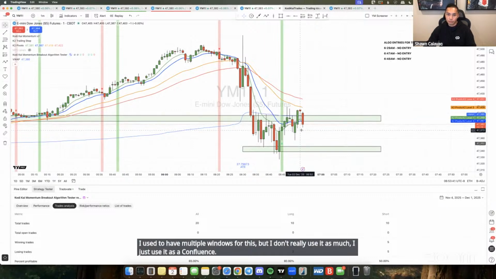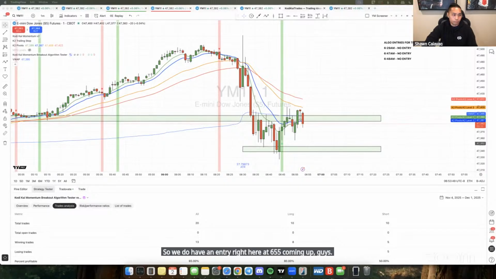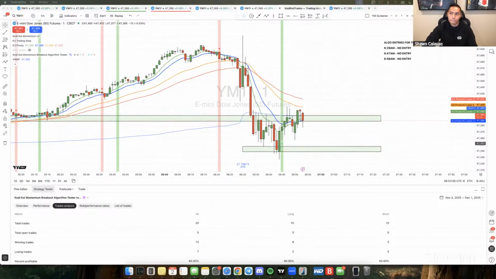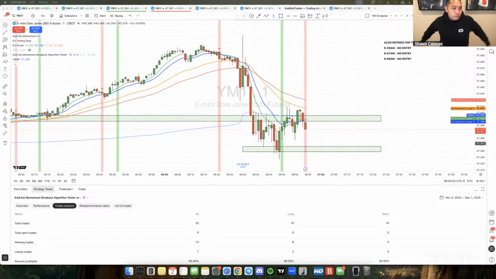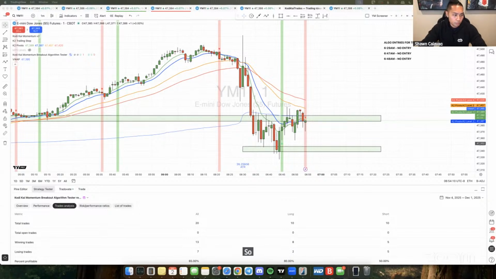MPSV2 hit right there for Sam. Nice work, Sam. I'm catching that. So we do have an entry right here, 655 coming up, guys. We're looking to get into the entry. Oh man, slow stretch. So we'll see here if it pushes through.